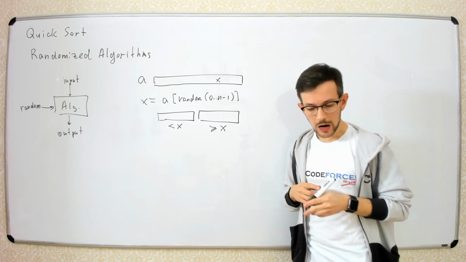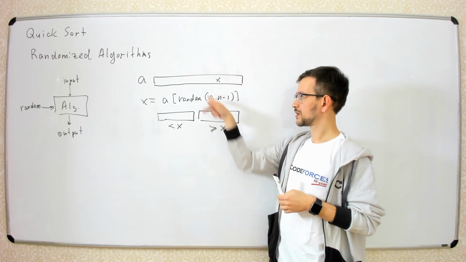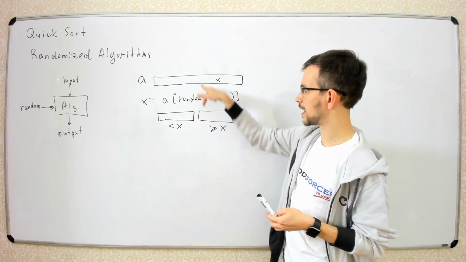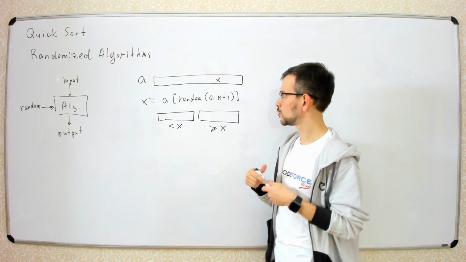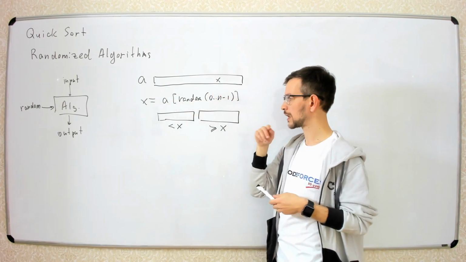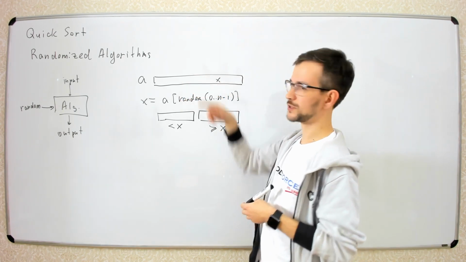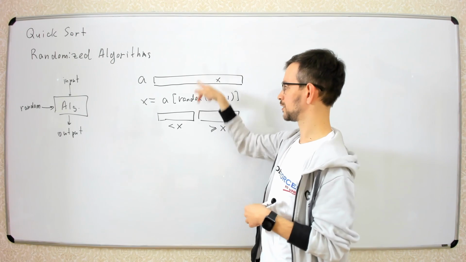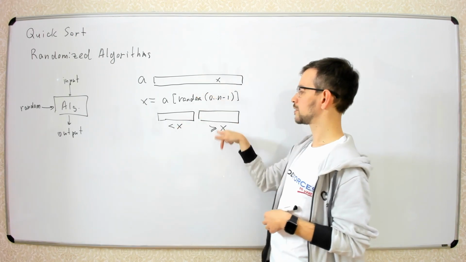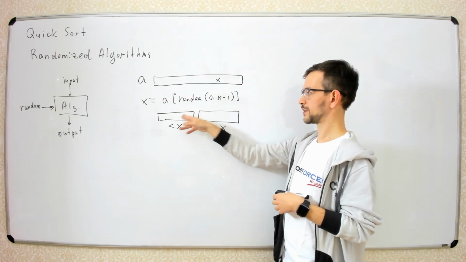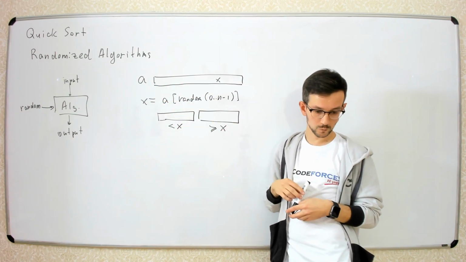Let's see. I claim that we can split the array into two parts in linear time. So how do we split array A into parts in linear time? Well, we simply go from left to right and look at each element. We take this element, see if it is less than x, and put it in the left part. If it is greater or equal to x, we put it in the right part. So in linear time, we will get these two arrays. Cool.